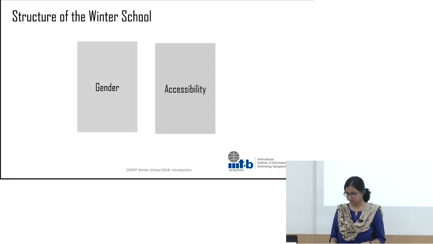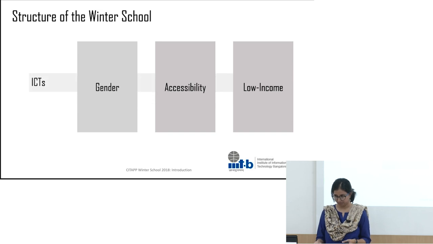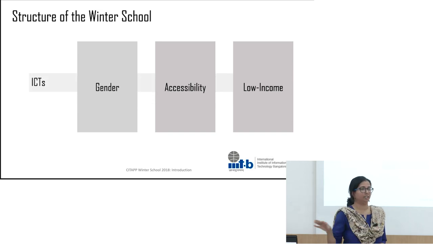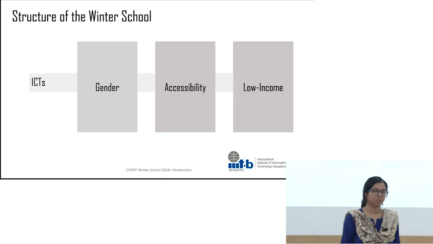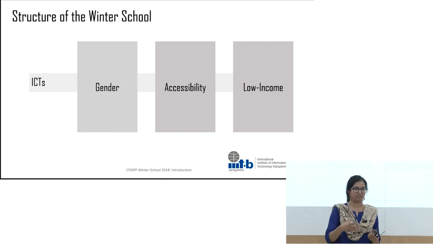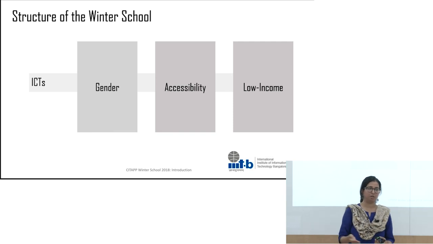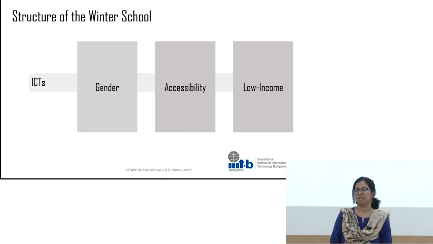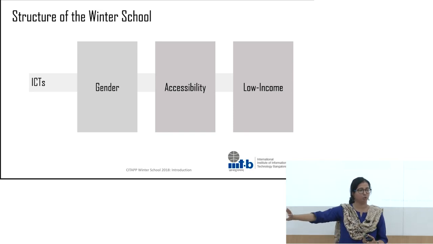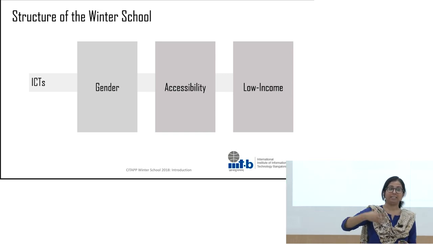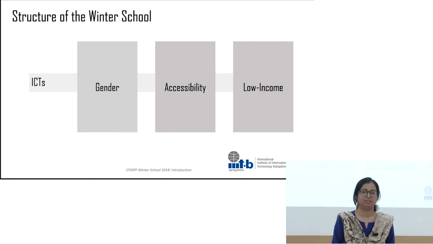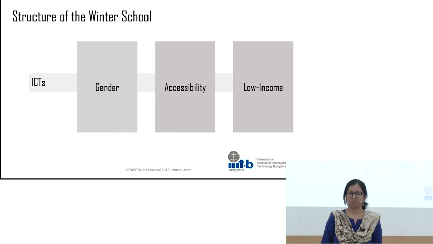And the structure of the Winter School is basically looking at digital technologies across these three groups. Not to say that these are the only three groups you can think of when you think of digital inclusion, but these four resources that I'm talking about, the physical, the digital, the human, and the social resources, and how they become critical for these three groups of the population, for them to actually get included in the digital society that we are all dreaming of. So I'll just end here.